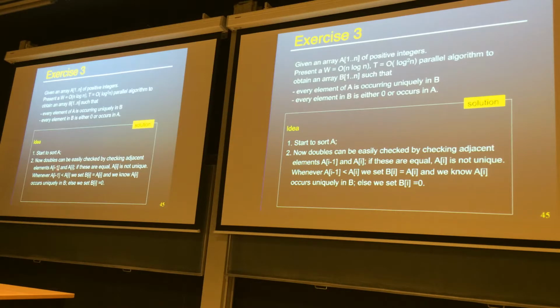So if A_{i-1} and A_i are equal, A_i is not unique. If A_{i-1} is less than A_i, we set B_i equal to A_i, and we know A_i occurs uniquely. Else we set B_i equal to 0.